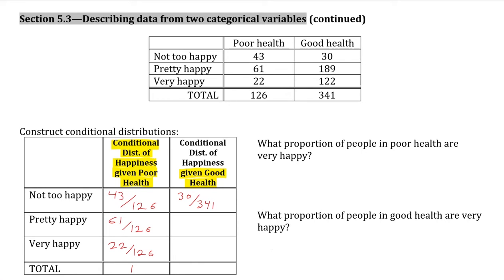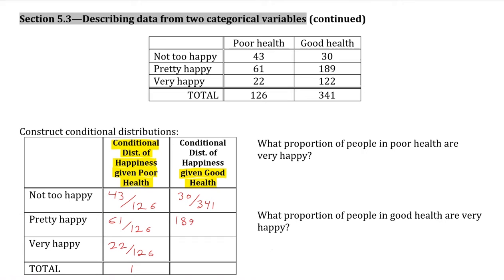It's really good to pay attention and note that the given condition here, or the condition in the conditional distribution, defines the denominator that you create in your relative frequency. So for poor health individuals, I used all individuals in poor health. That was my condition, thus it created my denominator. The same goes for good health.